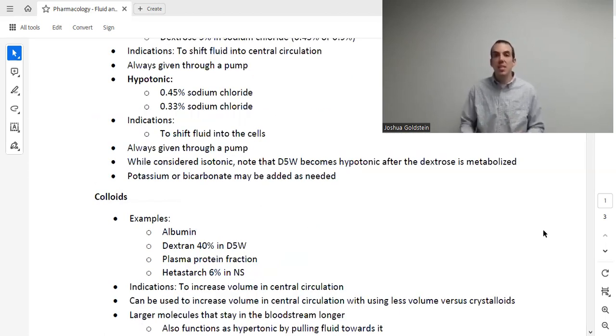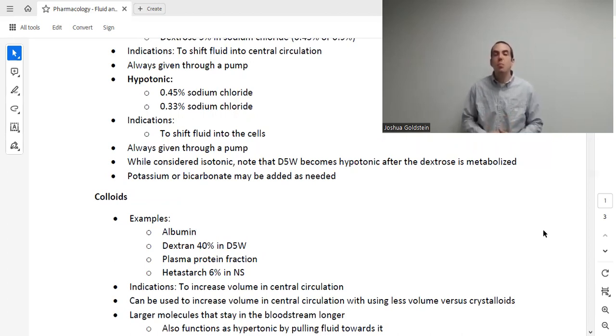Because this is definitely not something we would just give grabbing it off the shelf. Well, the doc ordered fluid, let me give them some fluid. Definitely not. This is done specifically when we want to manipulate fluid movement in the body. Let me explain. In order to move fluid from the bloodstream to the cells or vice versa, I can change the osmolality of the blood. So what does that mean?